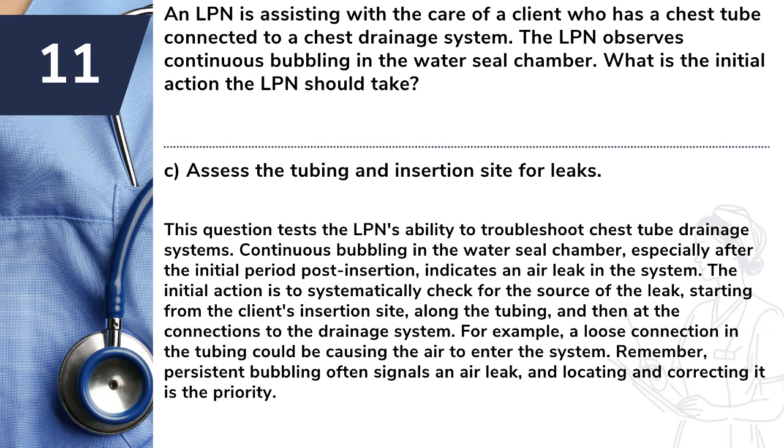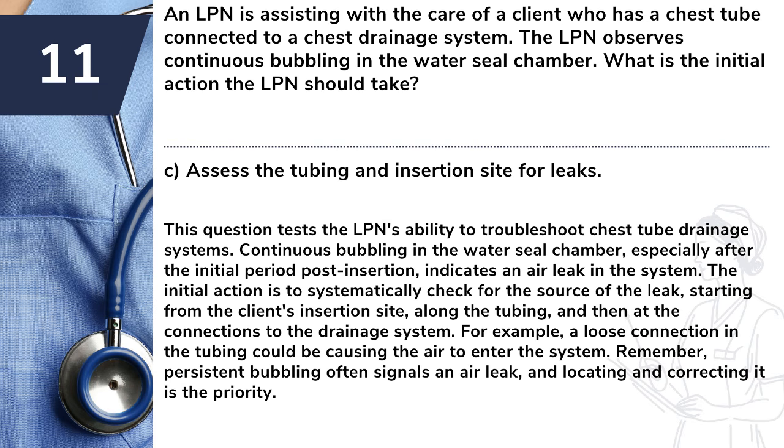Answer C. Assess the tubing and insertion site for leaks. This question tests the LPN's ability to troubleshoot chest tube drainage systems. Continuous bubbling in the water seal chamber, especially after the initial period post-insertion, indicates an air leak in the system.